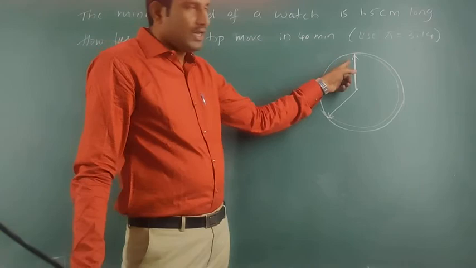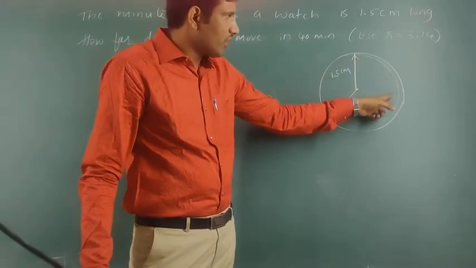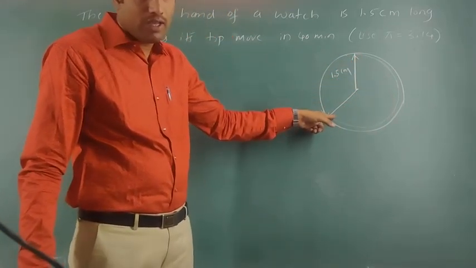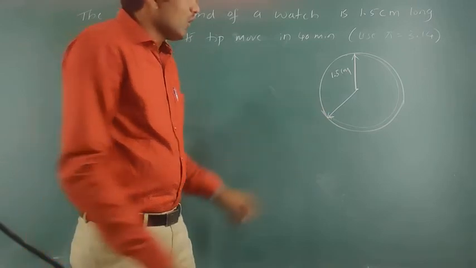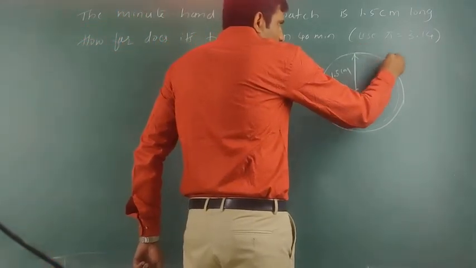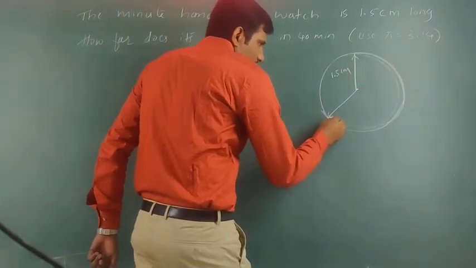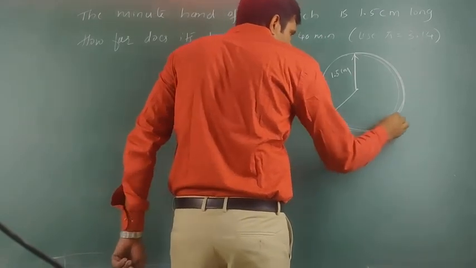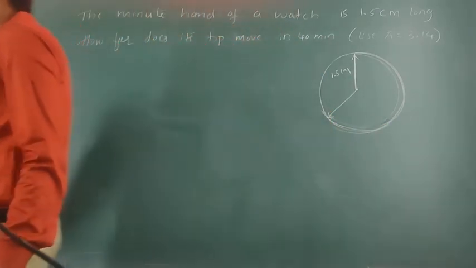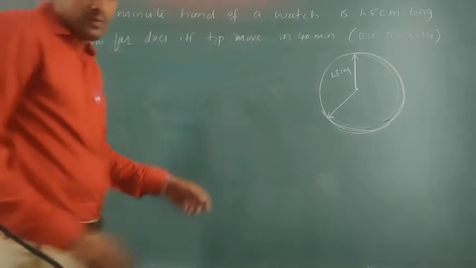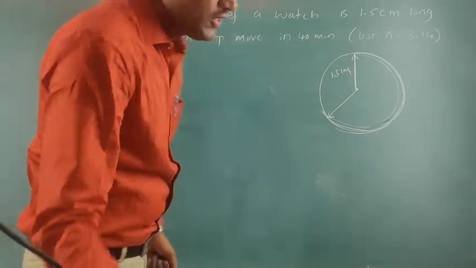That tip was initially here. After 40 minutes, 5, 10, 15, 20, 25, 30, 35, 40, now the tip is here. How far that tip has moved means we have to find this distance. That distance is nothing but the arc length.